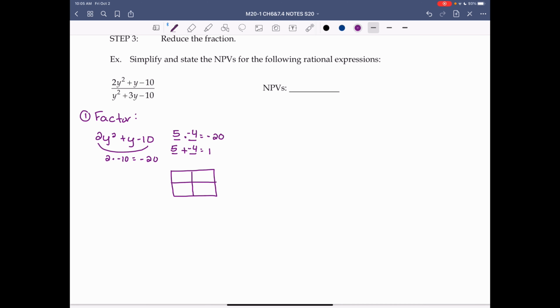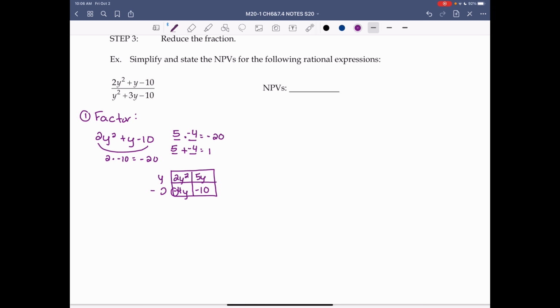Top left box is 2y squared, bottom right box negative 10. The other two boxes are 5y and negative 4y in either order. Common factor each row and column. 2y squared, 5y is just y. Negative 4y, negative 10. There's a negative at the beginning of my row, so my common factor, no matter what, is going to be negative.